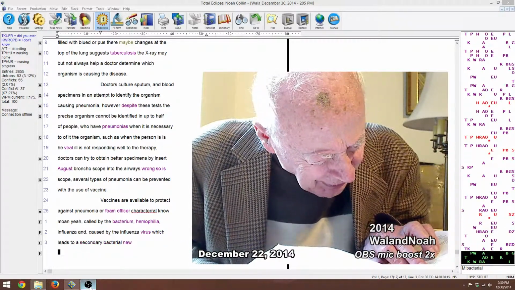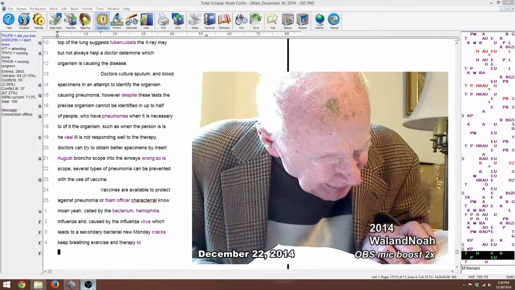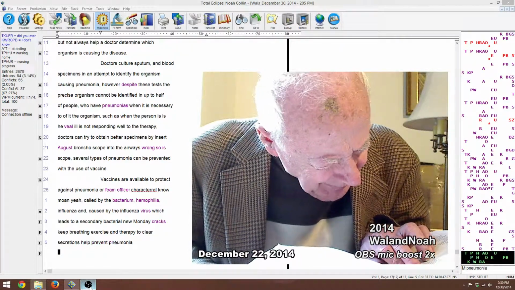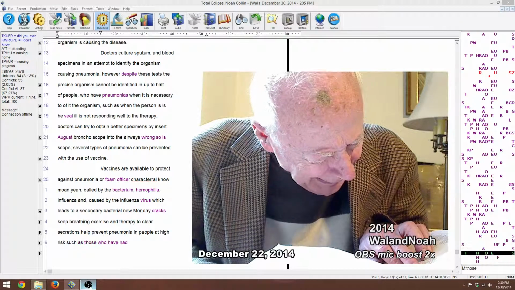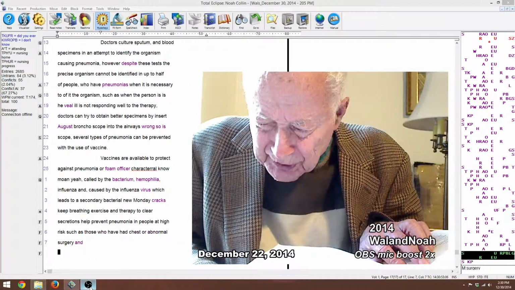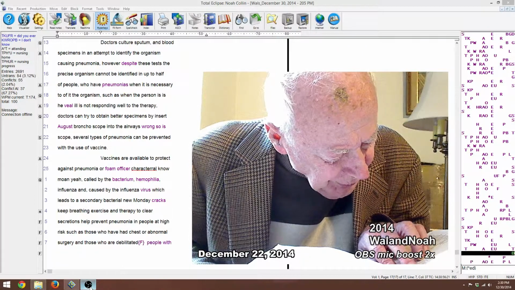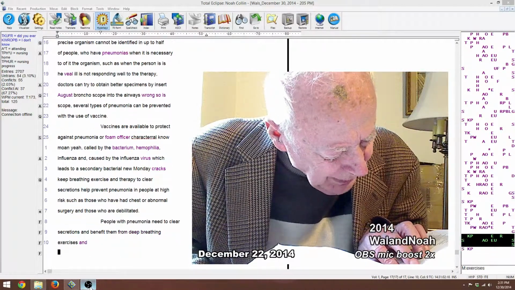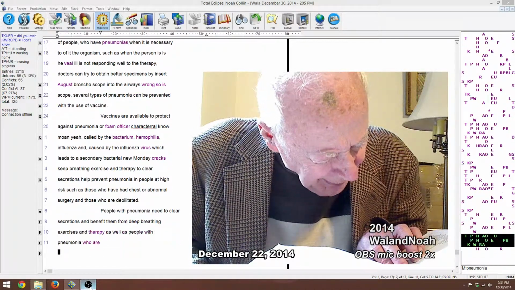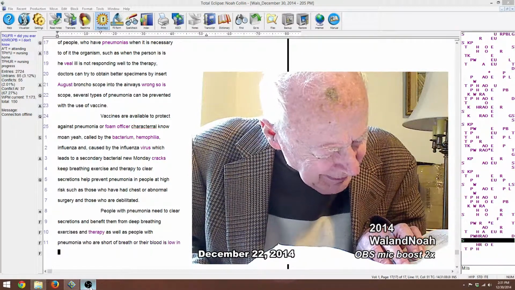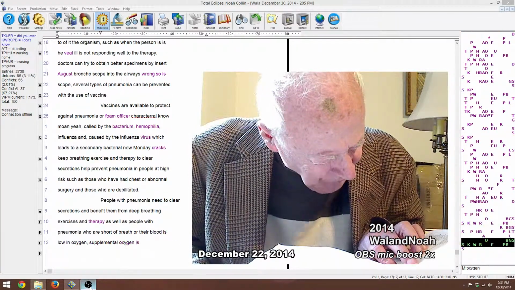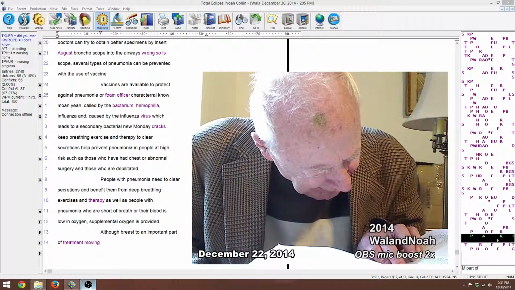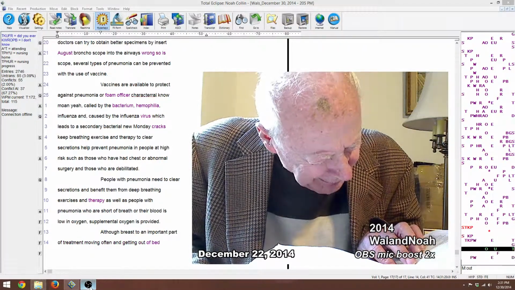Deep breathing exercises and therapy to clear secretions help prevent pneumonia in people at high risk, such as those who have had chest or abdominal surgery and those who are debilitated. People with pneumonia also need to clear secretions and benefit from deep breathing exercises and therapy, as do people with pneumonia who are short of breath or whose blood is low in oxygen. Supplemental oxygen is provided. Although rest is an important part of treatment, moving often and getting out of bed and into a chair are encouraged.